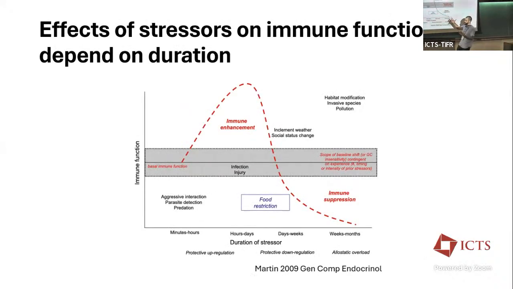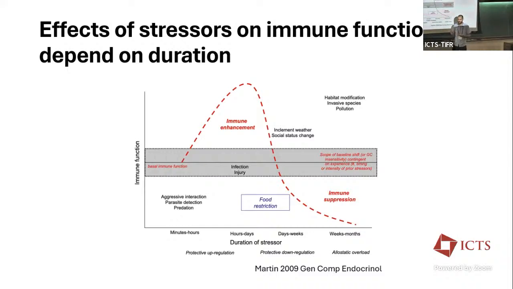The dependence of stress and its effects on the immune system really depends on the duration of the stressor. Something like an aggressive interaction or a very temporary parasite or predation, those are things that happen on minutes to hours. And so they can lead to a spike in cortisol, right? As a way of preparing the immune system for this insult. And so you may see an increase in basal immune function, right, as animals prepare for this. And that's a good thing.